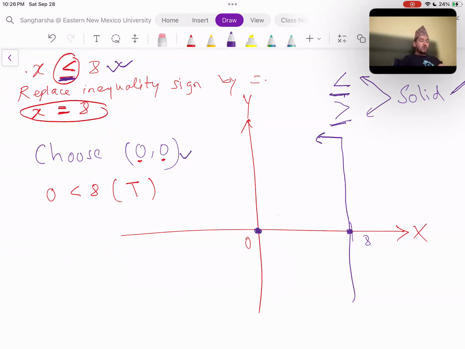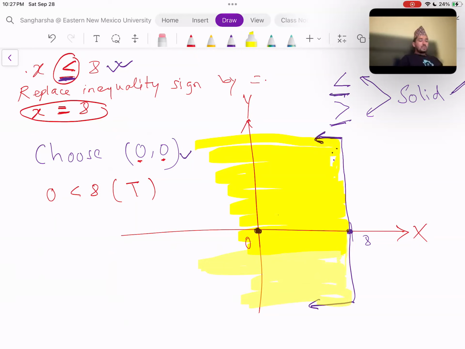So our testing point is here, so the solution is every point towards the testing point. Whatever points we have here are a solution for our first inequality. All these points are the solution towards the testing point. If it's true, the solution is towards the testing point. If it's false, your solution is away from the testing point.